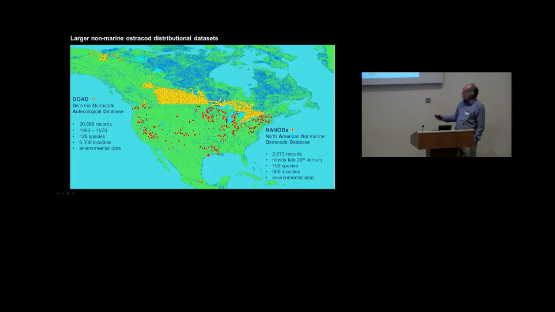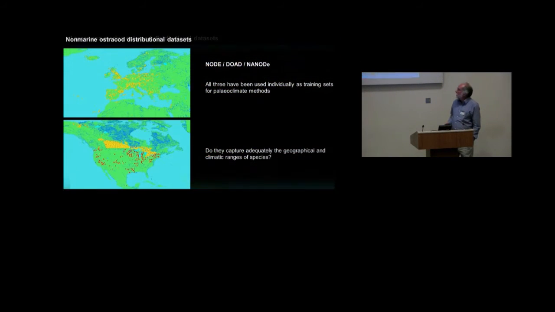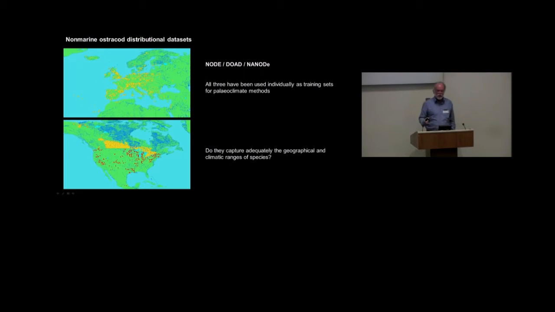then we have a USA database called Nanode, more than 2,500 records, collected mostly in the late 20th century, lots of environmental data, particularly water-solute chemistry data, extremely useful. But even these databases, on their own, have their limitations. So all three, Node, DODE, and Nanode, sounds good, doesn't it? We're going to be hard-pressed to find good acronyms for the remaining databases, for the remaining regions, I think.